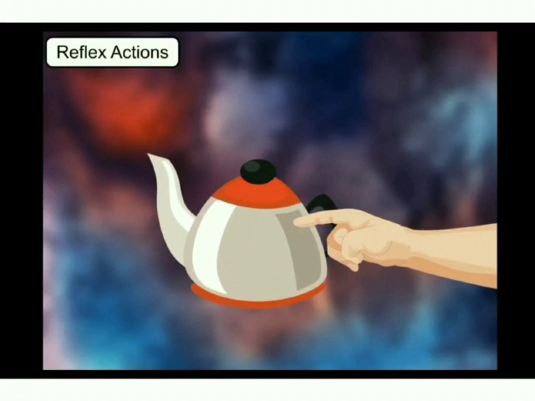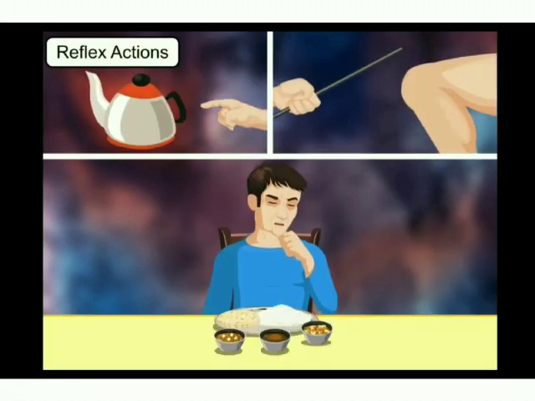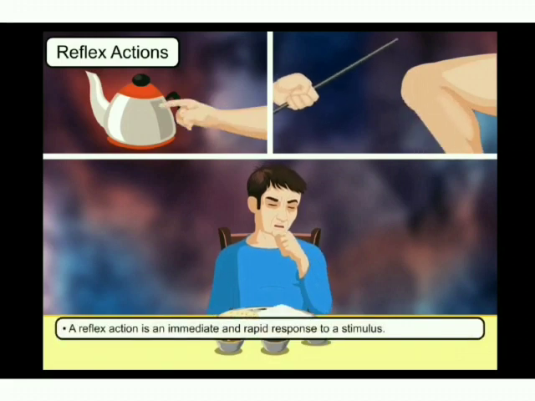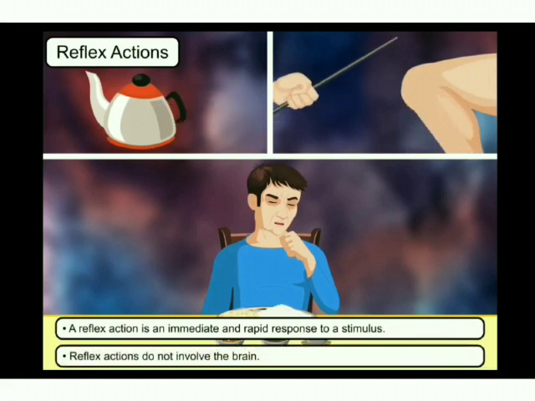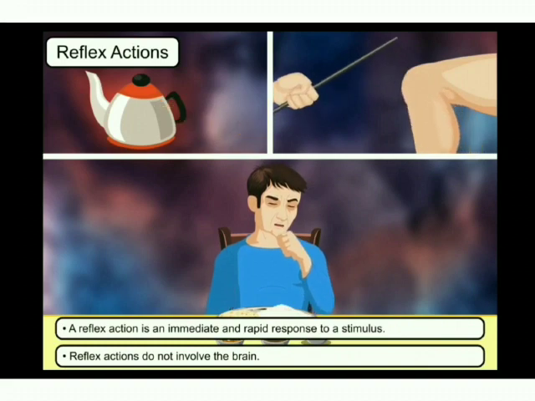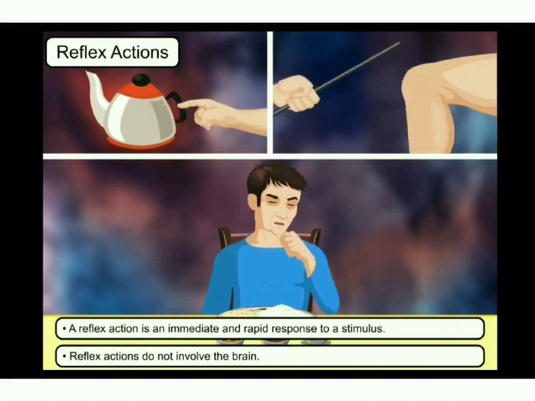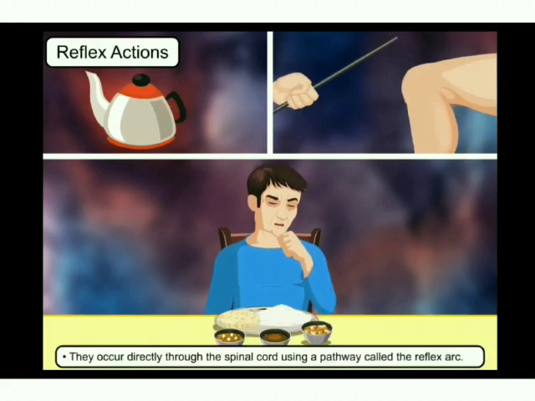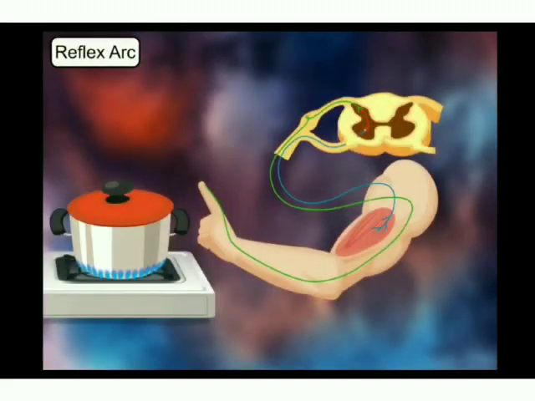What happens when you accidentally put your hand on something hot? You jump away even without thinking about it. This is called reflex action. A reflex action is an immediate and rapid response to a stimulus. Reflex actions occur very quickly because they do not involve the brain. They occur directly through the spinal cord using a pathway called the reflex arc.